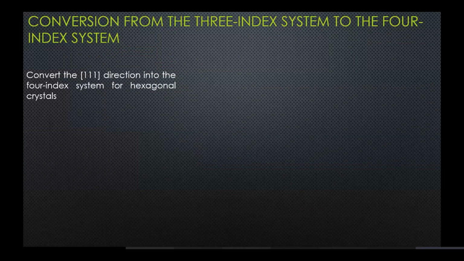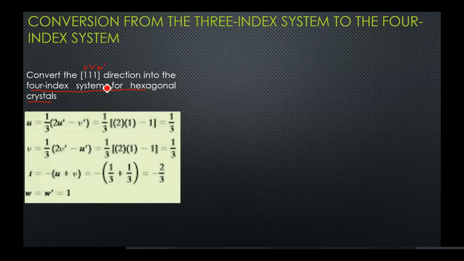So let's say I have a direction known as the 111 direction. U bar, V bar, and W bar are the common directions that you are familiar with, and you want to convert it into the 4-index system for the hexagonal crystal system, or the reduced scale coordinate axis system. How do you do that? You just plug in the values of U bar and V bar for U, and you'll get 1/3. Similarly for V, you plug in the values of V bar and U bar, and you'll get 1/3. For T, it is the summation of U plus V with a negative sign, which would be -2/3, and W would be the same as W bar, which is 1.